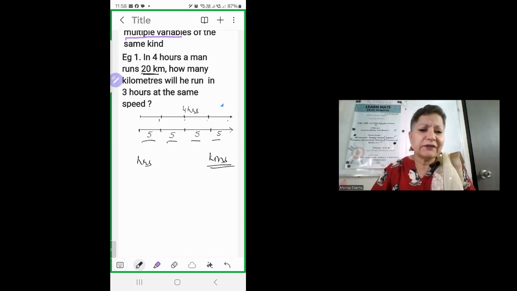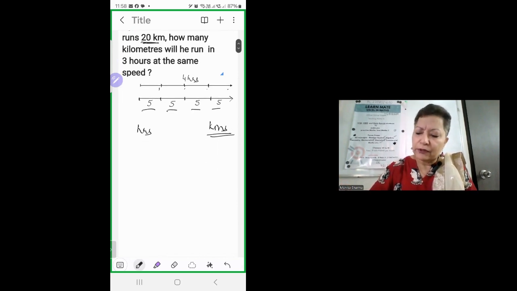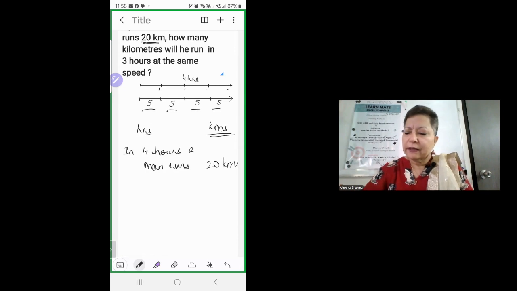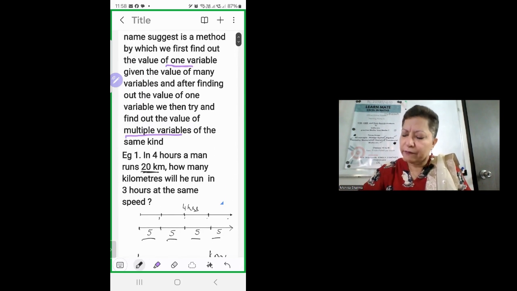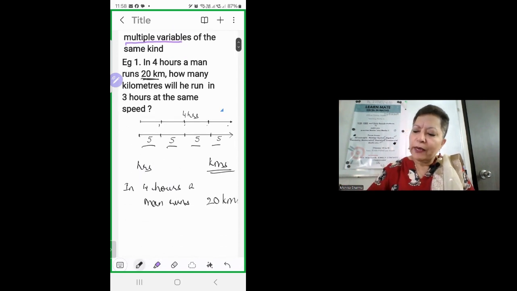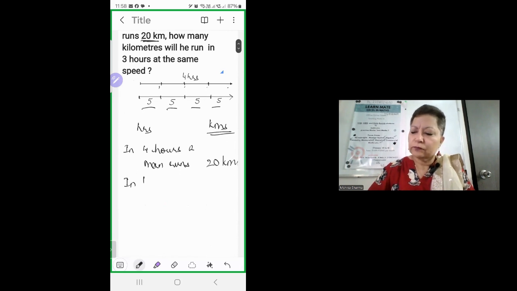So my first statement, as it is very clear: in 4 hours, a man runs 20 kilometers. As we said in unitary method, first I'm going to try and find out the value of one variable. So let's get back here. In 1 hour, the man runs, as we said, for trying to find out for one, we have to divide. So it will be 20 divided by 4. And if you divide, this is going to give you 5 kilometers.